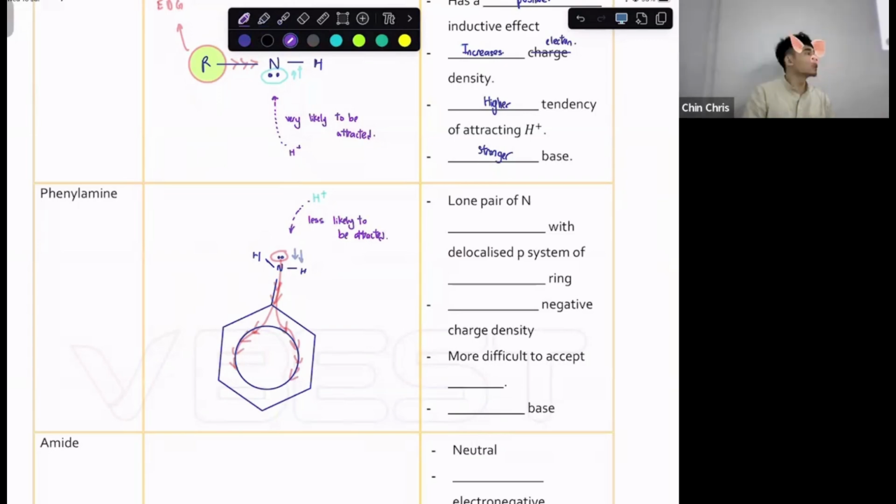So guys, remember, don't memorize, understand the concept. The lone pair of nitrogen overlaps with the delocalized pi ring system of a benzene ring. So again, it decreases. I don't want you guys to use the word charge. I want you guys to change to electron. Okay, so change it to electron density. Let me change it in my notes. So it's going to be lower electron density now. So it's more difficult to accept a H+, which means it's a weaker base.